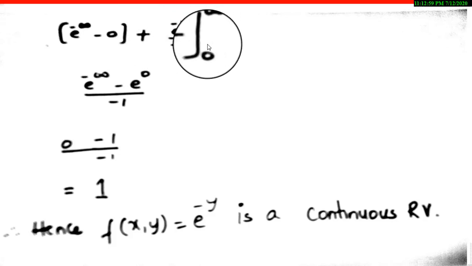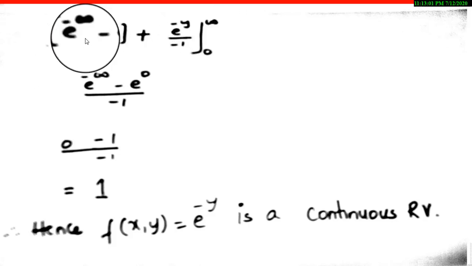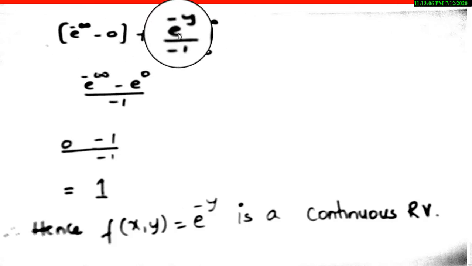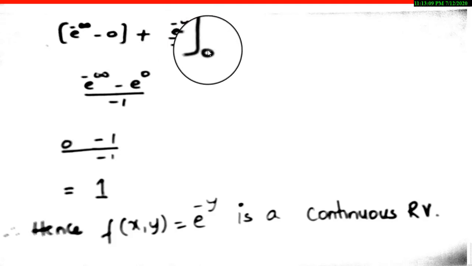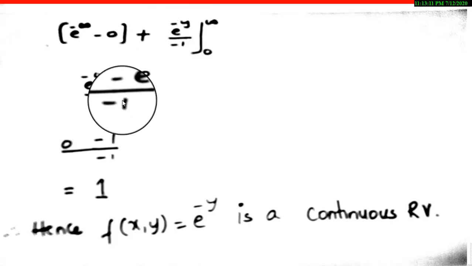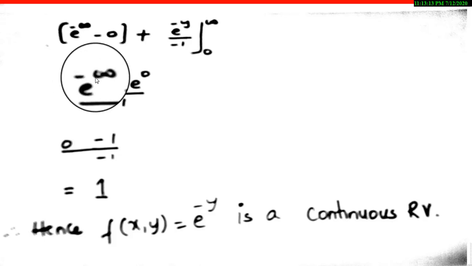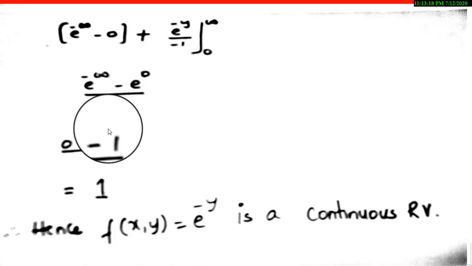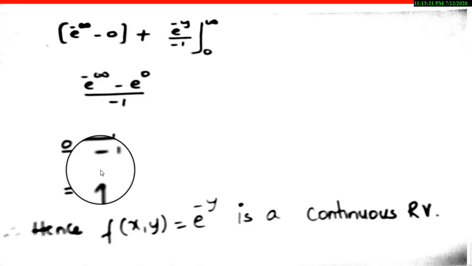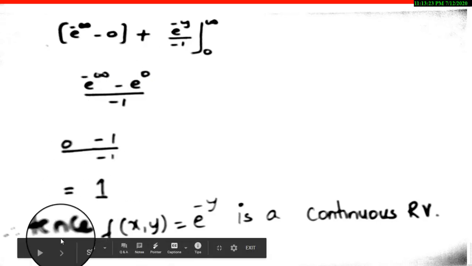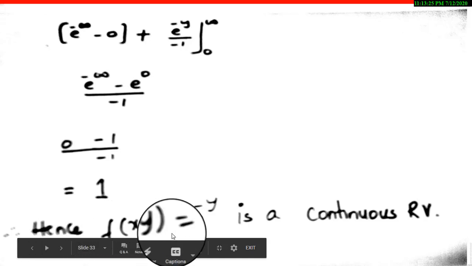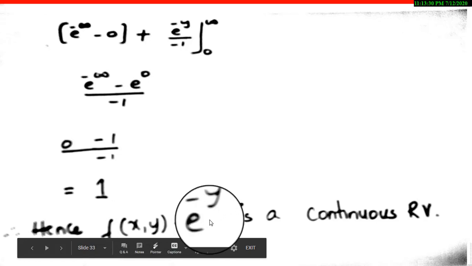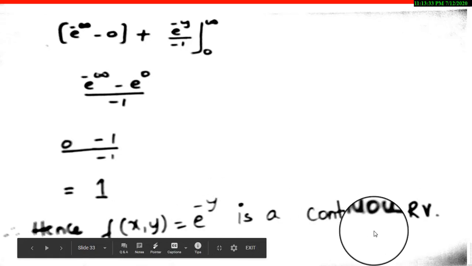Now I'm substituting this value. Anyway, this value has gone off, it is no value. Now I'm substituting the upper limit, so it is e power minus infinity, lower limit is e power 0, divided by minus 1. So e power minus infinity is 0, minus e power 0 is 1. This denominator is as it is minus 1, so it is equal to 1. Hence the function f of x comma y is equal to e power minus y is a continuous random variable.